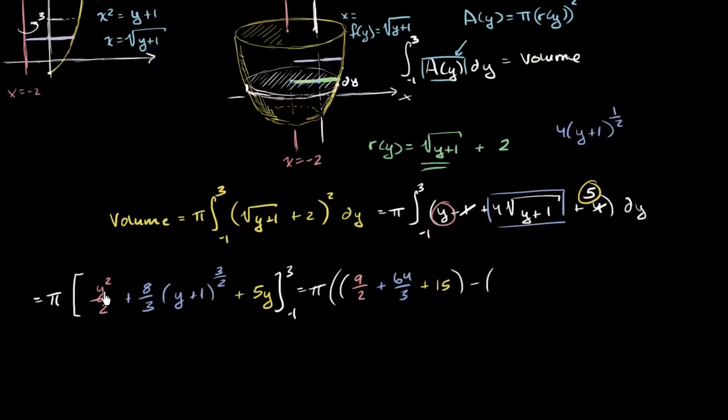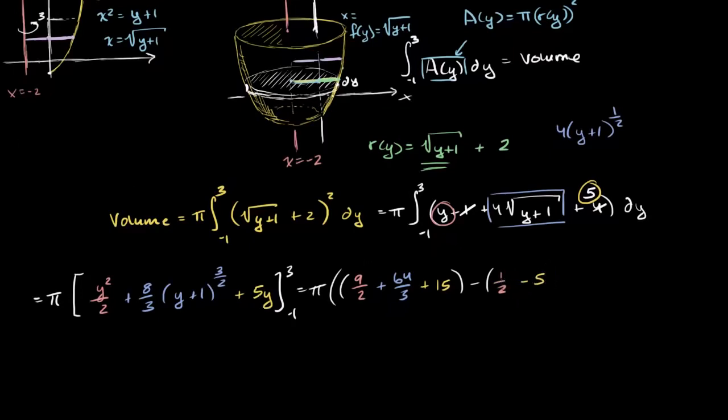So you have negative 1 squared over 2, well, that's just 1/2. Negative 1 plus 1 is 0 to the 3/2 power. That's going to be 0 times 8/3. This is all going to be 0, so we don't have to even write it. And then finally, you have negative 1 times 5. Well, this is going to be negative 5. And we are in the home stretch.